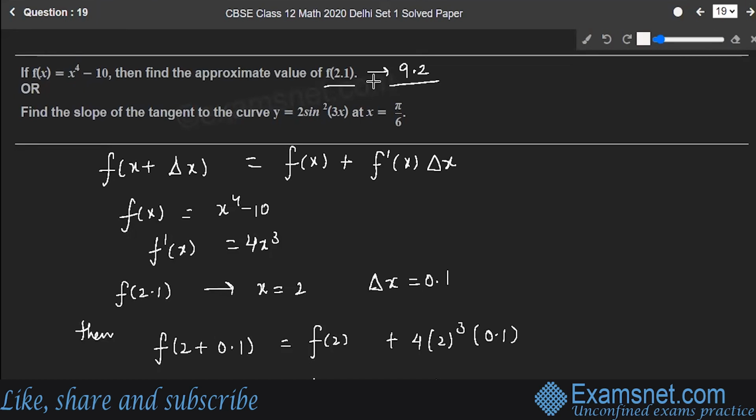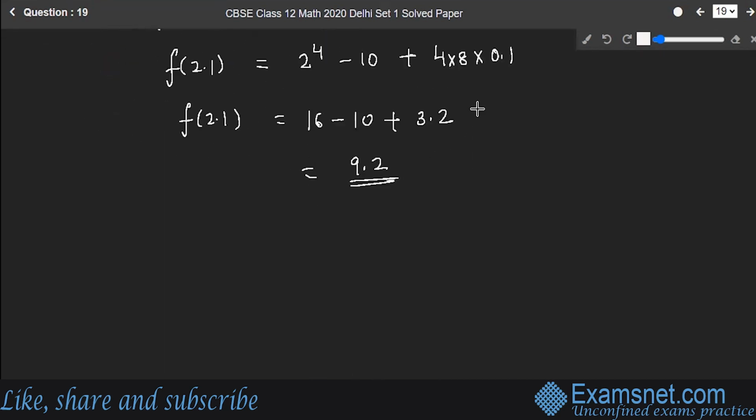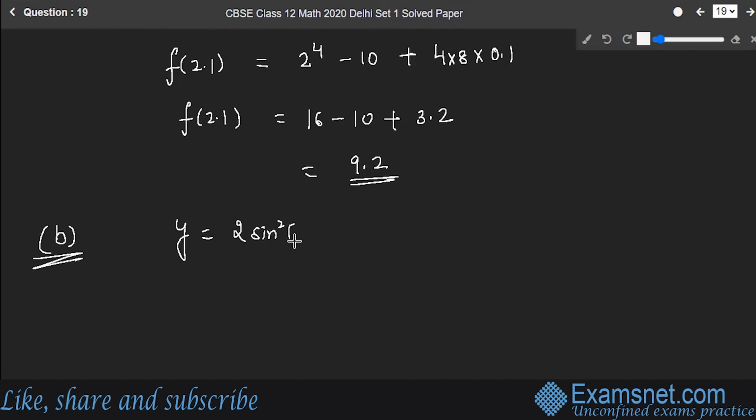Now, the second option of this question is a choice. It says you have to find the slope of the tangent of the curve y is equal to 2 sine square 3x at x is equal to pi by 6. Let's go for that. So here's the B part. It's y is equal to 2 sine square 3x.